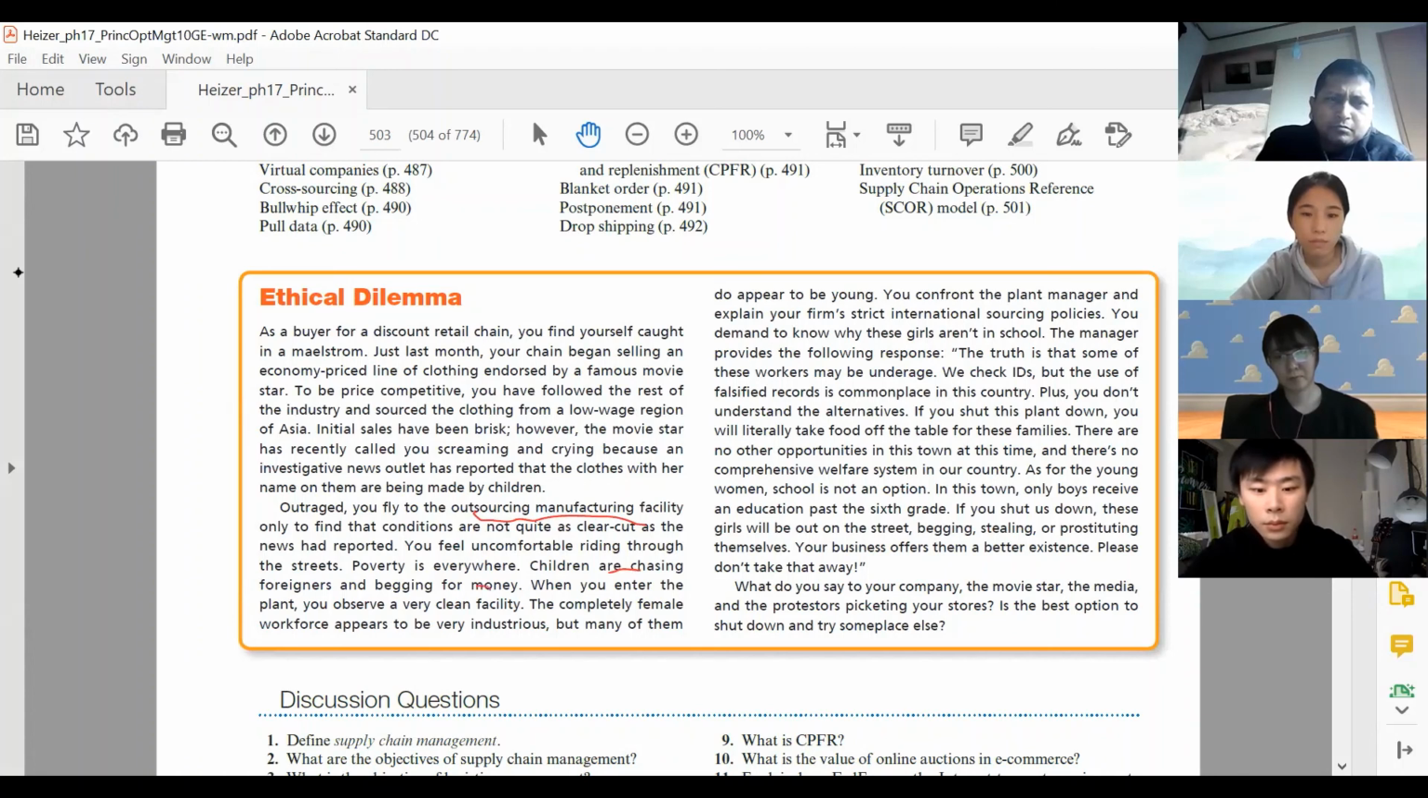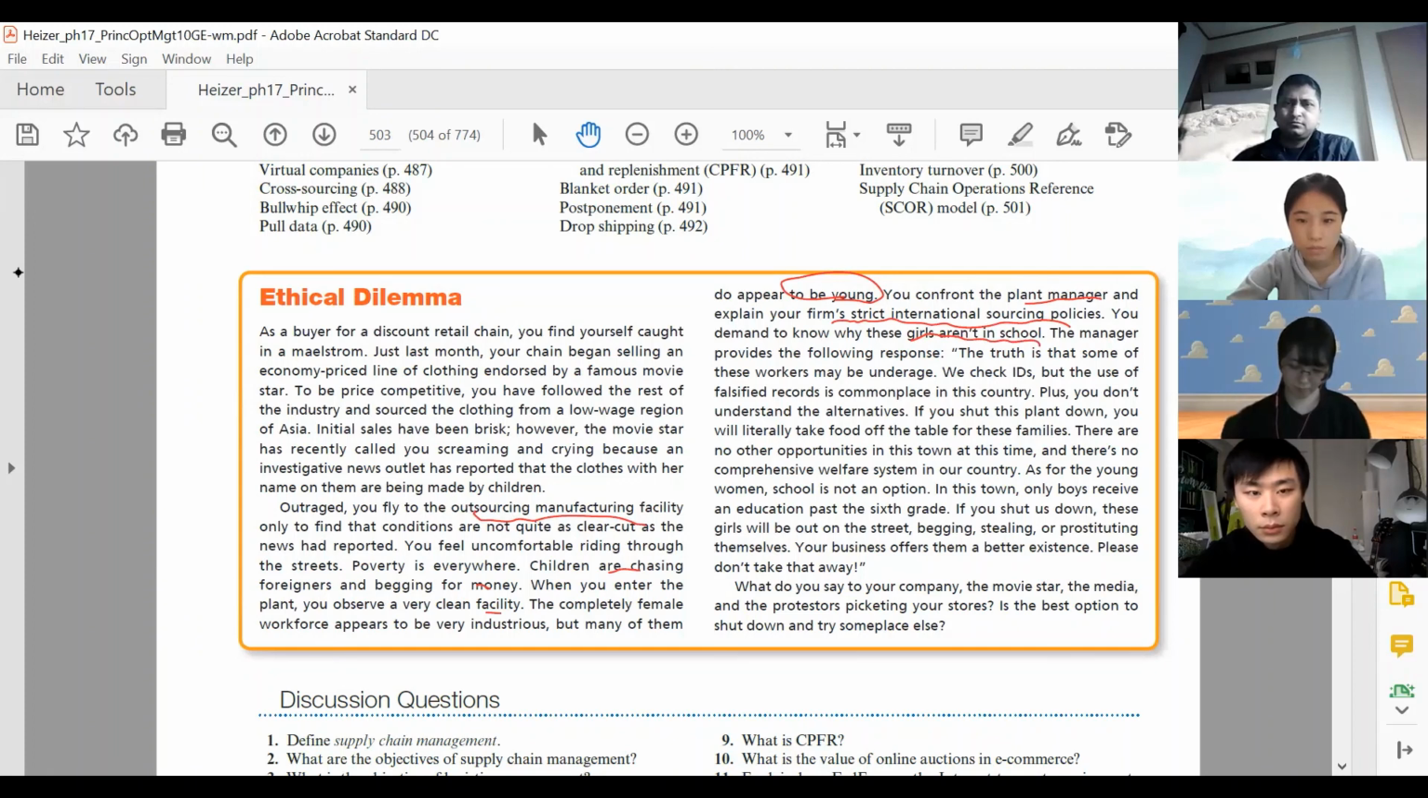Children are chasing, begging for money. When you enter the plant, you observe a very clean facility, but many of the workers appear to be young. So you're talking about child labor, young people working. You confront the plant manager and explain your firm's strict international sourcing policies, that you are not allowed to source from companies which employ young people. So you demand to know why these girls aren't in school. The manager provides the following response.